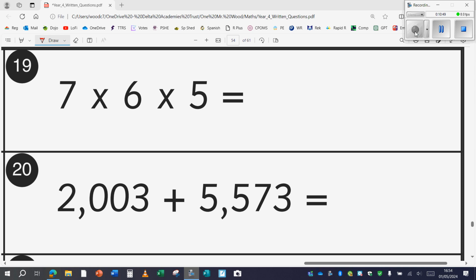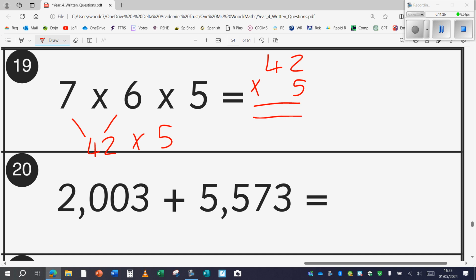On to question 19. So children often struggle with these questions because they think they have to do it in order. What the children should be trying to do here is multiply these numbers in an order which makes their questions or their number sentences much easier. So if I did 7 times 6 times 5 in order, well, 7 times 6 is 42, and the children might not even know that. And I have to do 42 times 5, which is a tricky one, because you can't do it in your head. You'd have to set it up as a column multiplication.